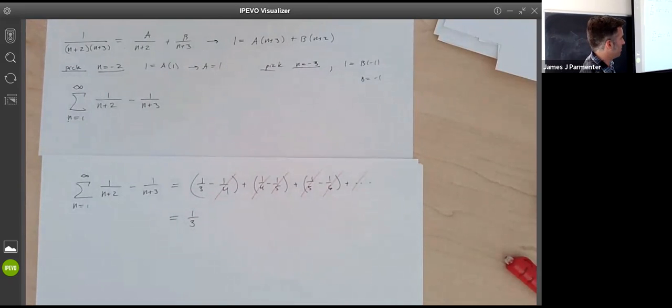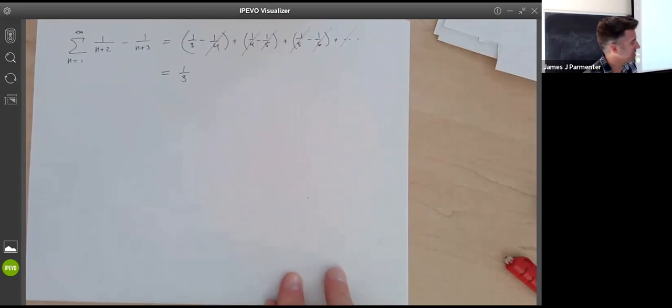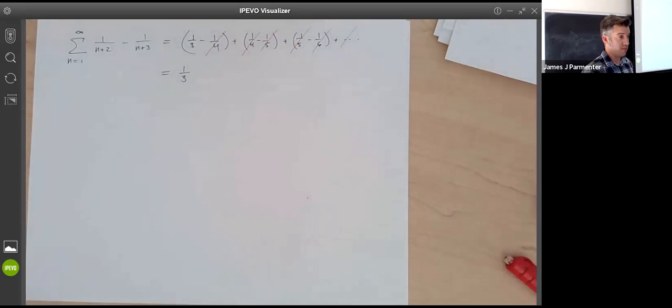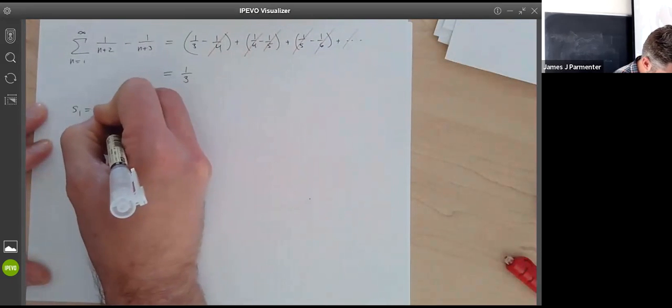And while that's really probably perfectly fine, it's a little imprecise, meaning here's the work some people might want to see. So let's write out the sequence of partial sums. So here's my first partial sum, it's 1/3 minus 1/4.